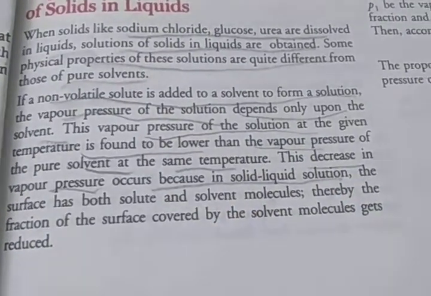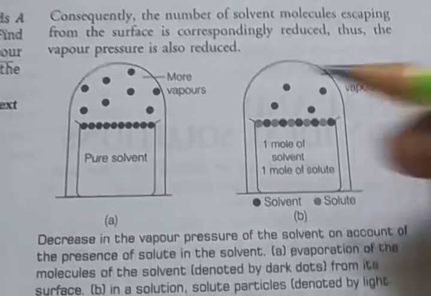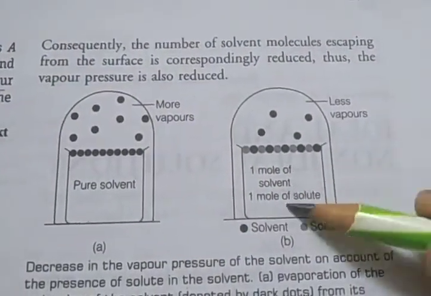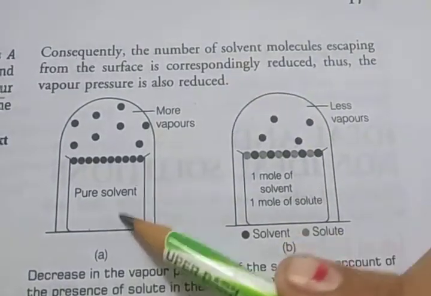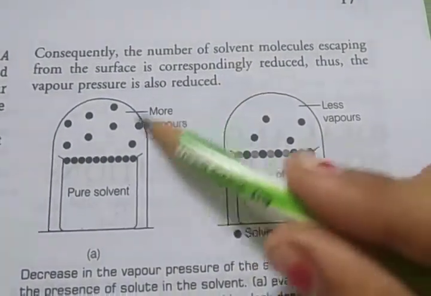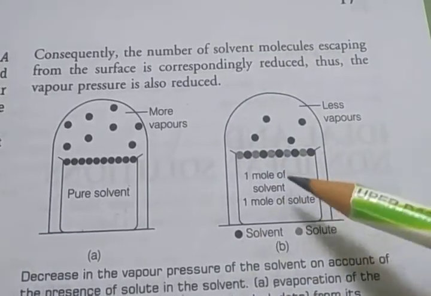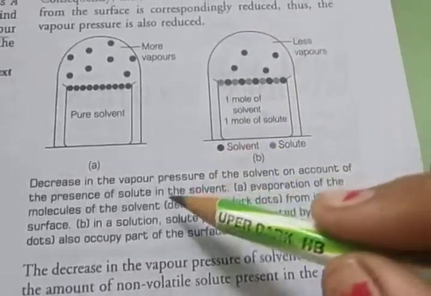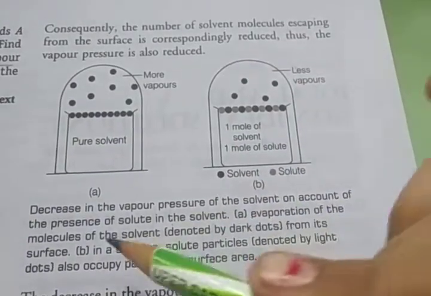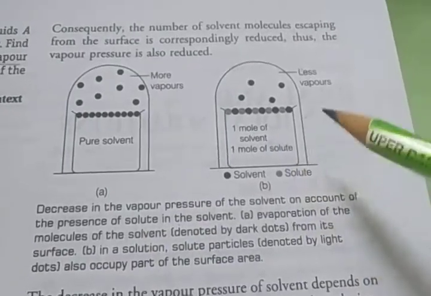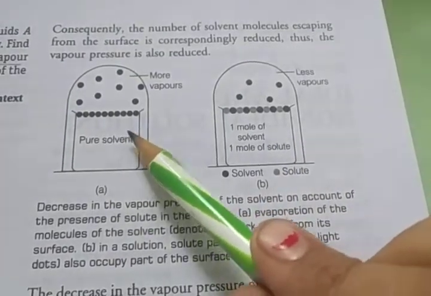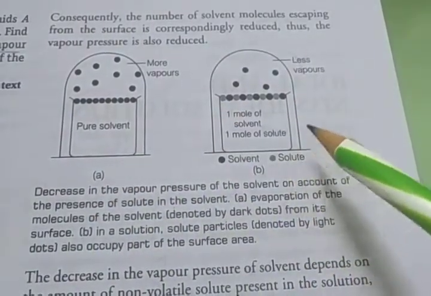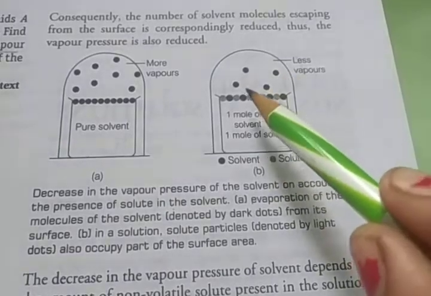Let us see it by the diagram. This is the diagram of the pure solvent, and this is 1 mole of the solvent with 1 mole of the solute. When we take the pure solvent, more vapor forms, and when we mix the solute in the solvent, less vapor forms. So the vapor pressure of the solvent decreases on account of the presence of the solute. This is the evaporation of the molecules of the solvent, and these are the solute particles.